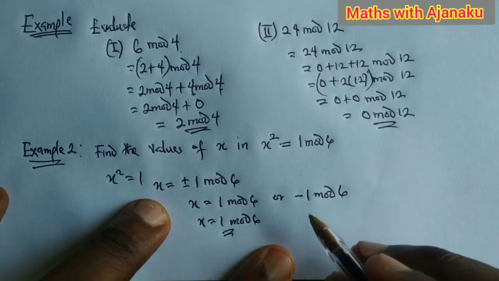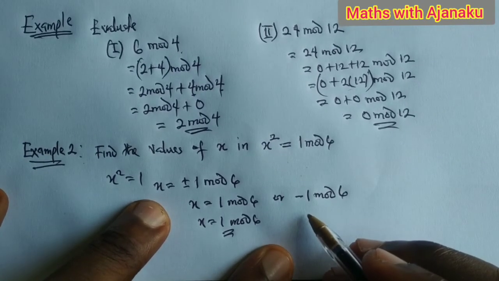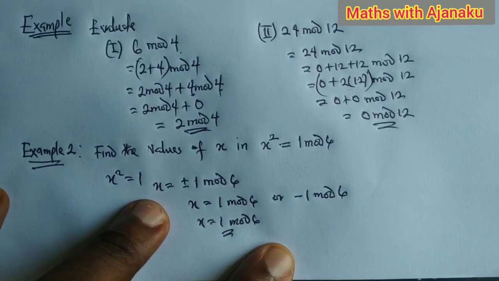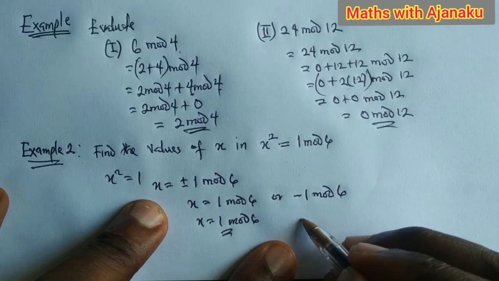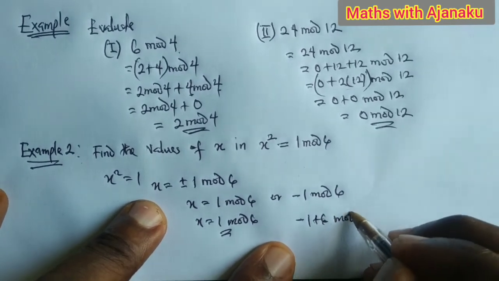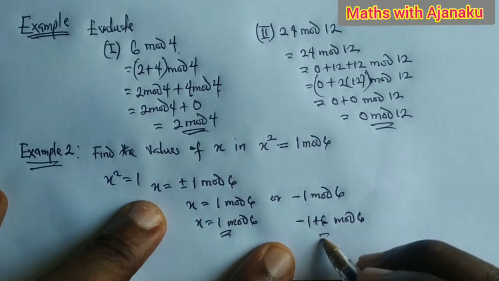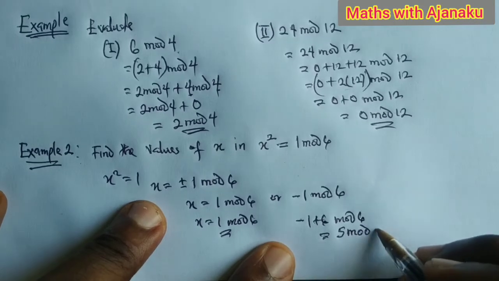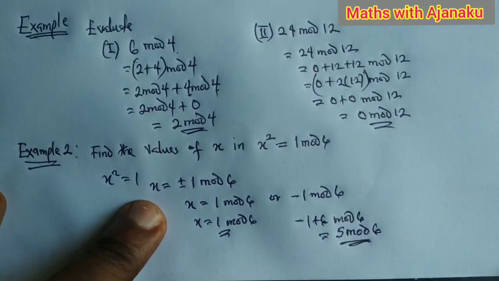We can't have minus 1 in modulo 6, so we have to keep on adding 6 until we absorb the minus. So this becomes 6 minus 1 plus 6 modulo 6, which is equal to 5 modulo 6. I hope that is very, very clear.